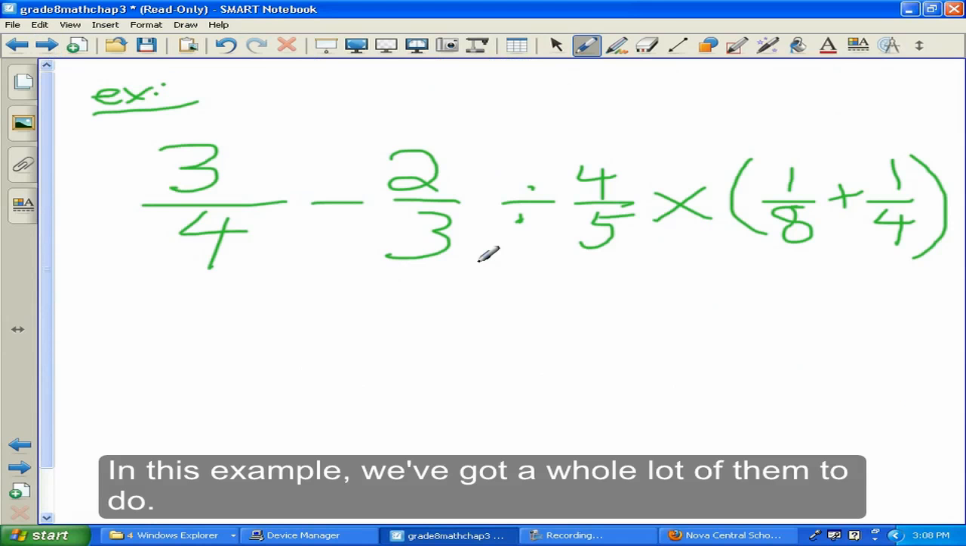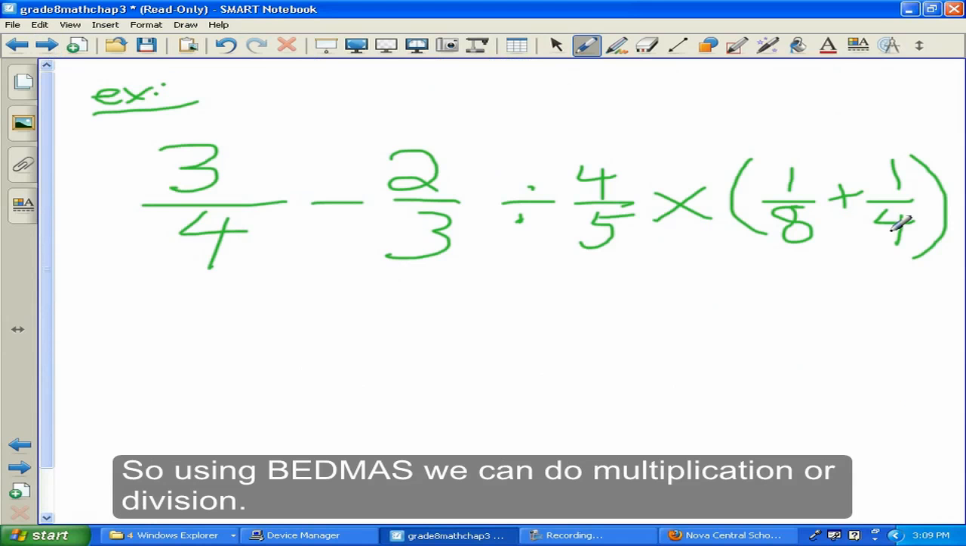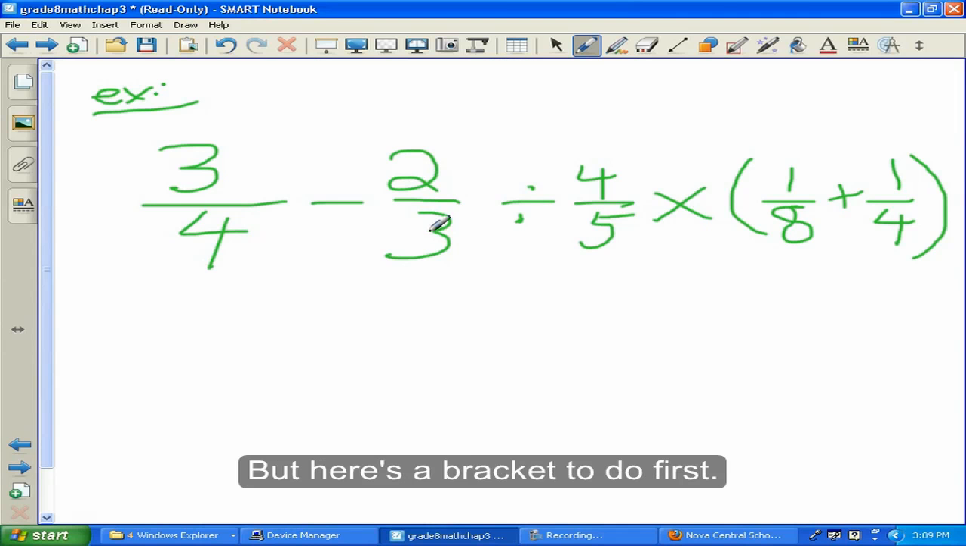In this example, we've got a whole lot of them to do. So using BEDMAS, we can do multiplication or division, but here's a bracket to do first. So we will do this bracket first.